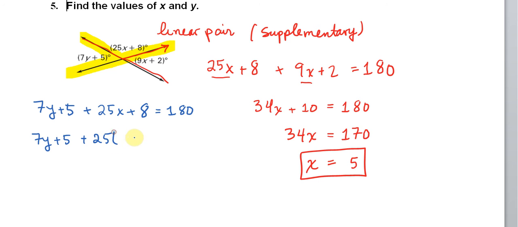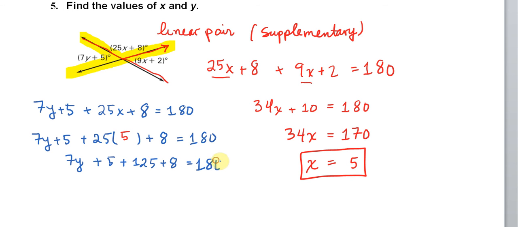So this becomes 25x plus 8. Right. But again, we already know that x is equal to 5, so we can make that substitution there. And then once more, this becomes a problem of solving and working out some algebraic steps. So this is 7y, 5, 25, and 25 times 5 will give us 125, and then 8, and that's all equal to 180 degrees.